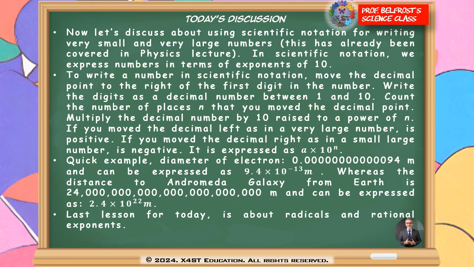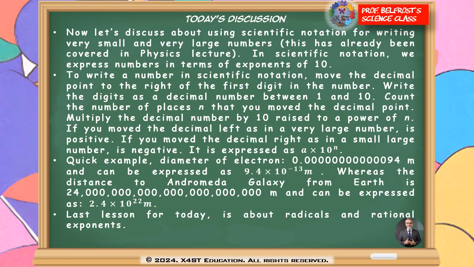A quick example for you. The diameter of an electron is 0.000 and so on, 94 meters, and this can be expressed as 9.4 times 10 to the minus 30 meters, because you can pay attention to how much we need to move to reach the first non-zero digit, which is 9. We move 30 positions to the right, so we need to subtract 30 from the exponent.